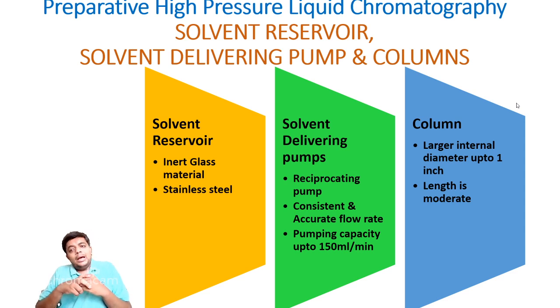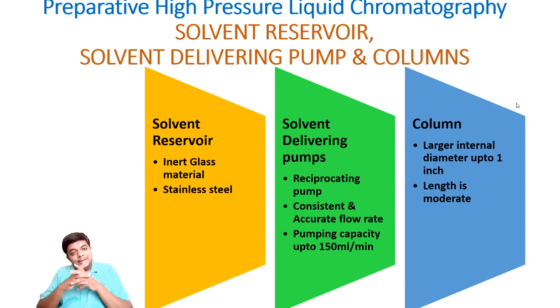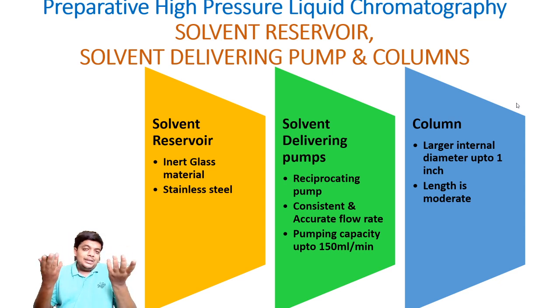Column: large internal diameter up to 1 inch, and the length is moderate. The length has nothing much to do in prep HPLC. The chemistry is of the internal diameter, because when the diameter will increase, the radii will increase. When the radii will increase, A is equal to pi r square, the area will increase, which in result the volume will increase and the column will become more and more in volume, and so more quantity of the sample can be loaded and experiment can be performed.